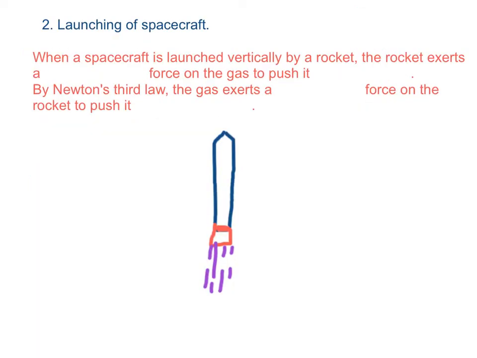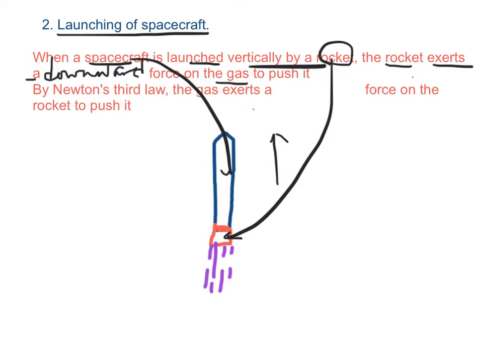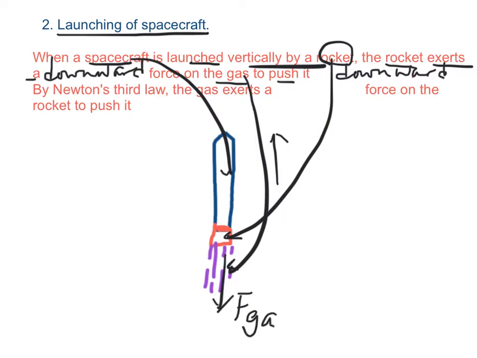Another example for action and reaction pair is the launching of a spacecraft. When a spacecraft is launched vertically by a rocket, the rocket first exerts a downward force on the gas to push it downward, which is called the force on the gas by the rocket.